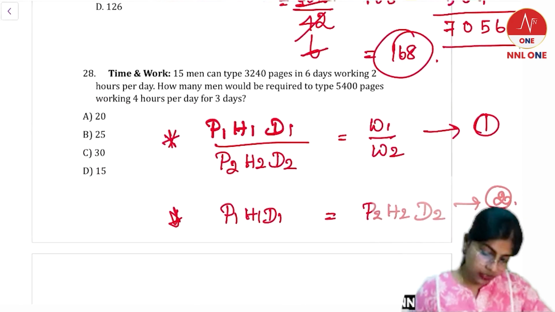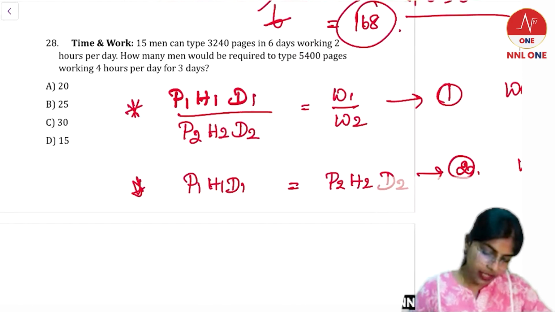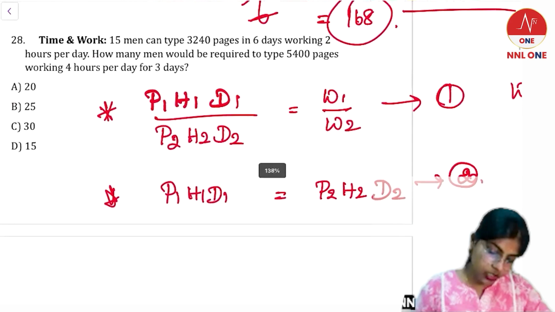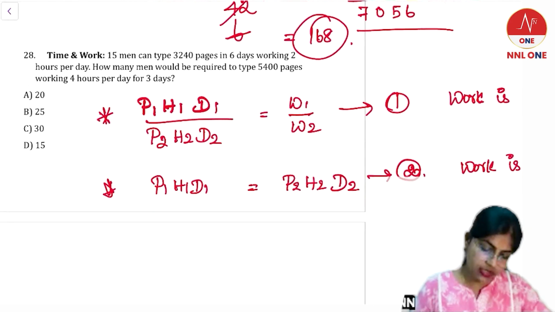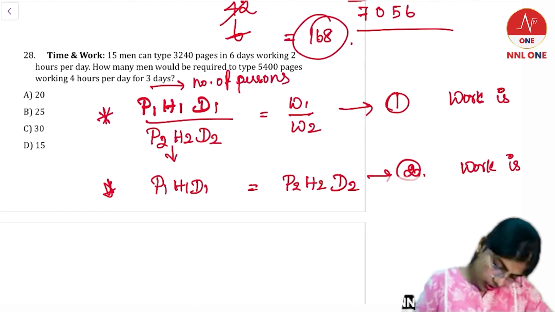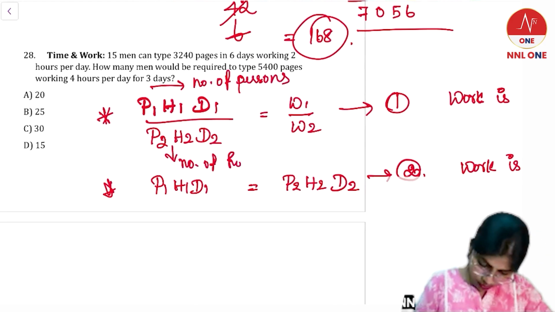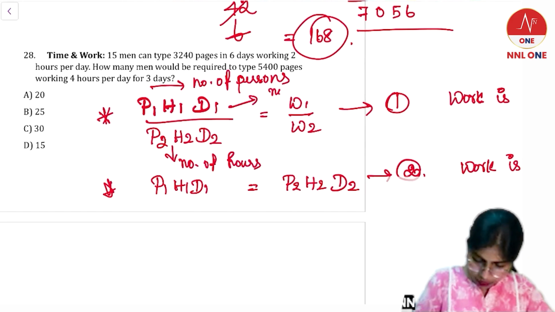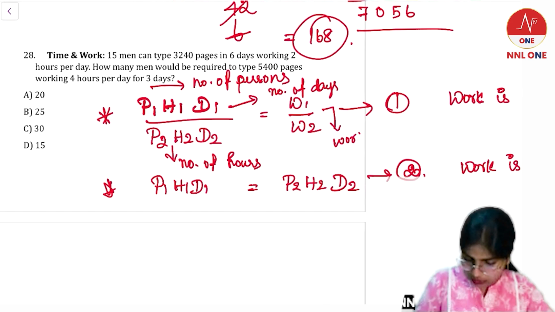Okay, now we'll solve the first problem of time and work. 15 men can type 3240 pages in 6 days, working 2 hours per day. How many men would be required to type 5400 pages, working 4 hours per day for 3 days? In the formula, P stands for number of persons, H is number of hours, D is number of days, and W is the work done.